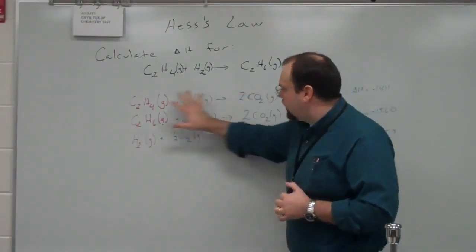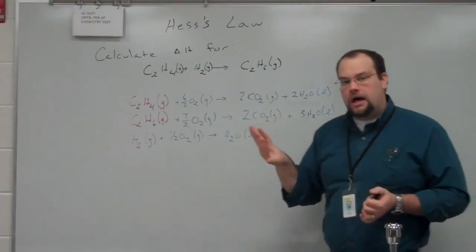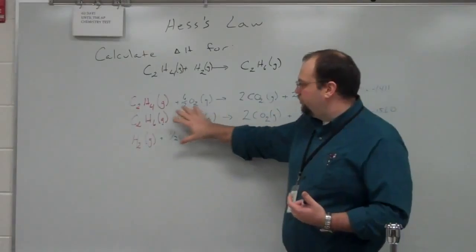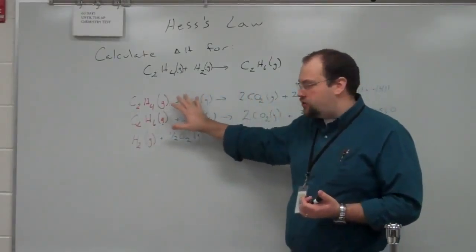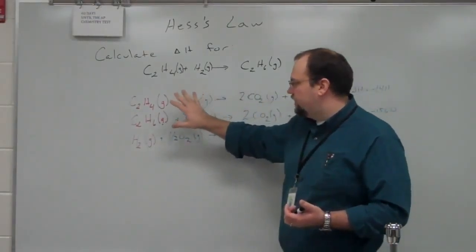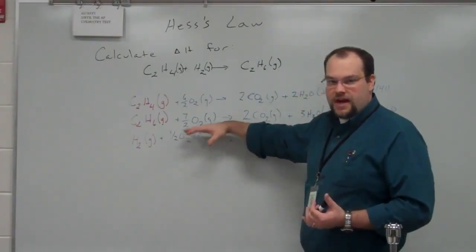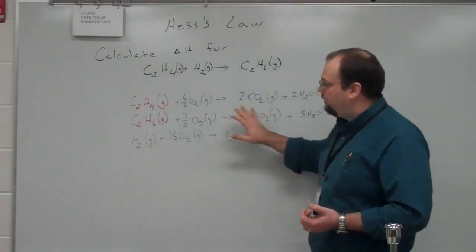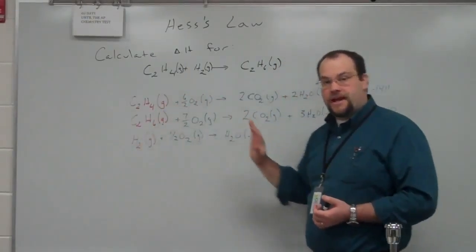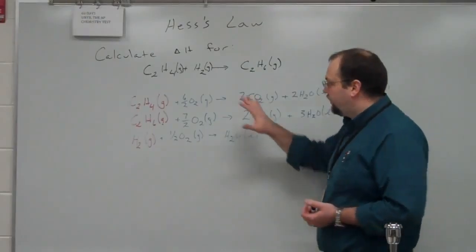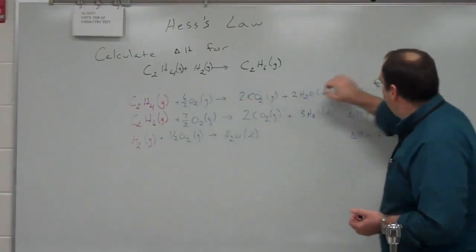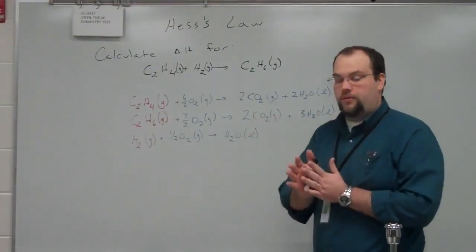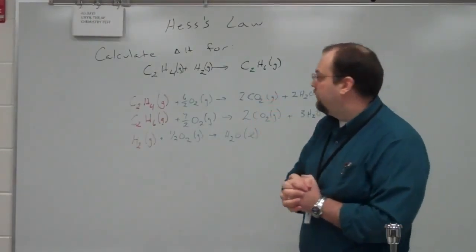There's a lot going on here. It looks very complex, but the principle's fairly simple. We want to rearrange, manipulate, change these reactions so that everything crosses out except for the red compounds. So we can multiply by coefficients, we can flip our reactions. The only rule is whatever we do to the reaction, we have to do to our delta H value as well. And as long as we do that, everything should work out perfectly.